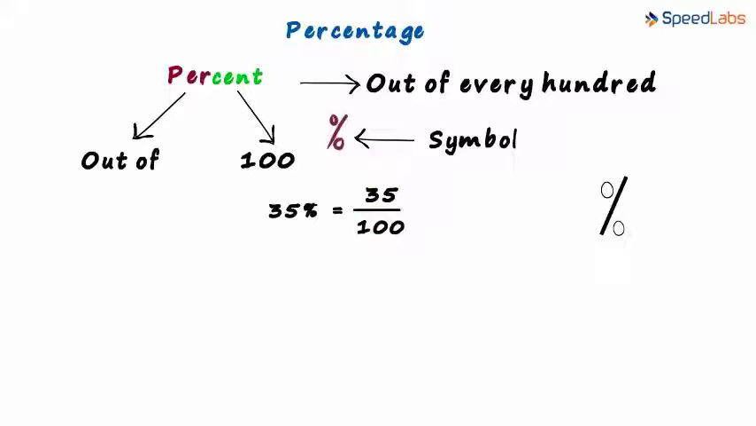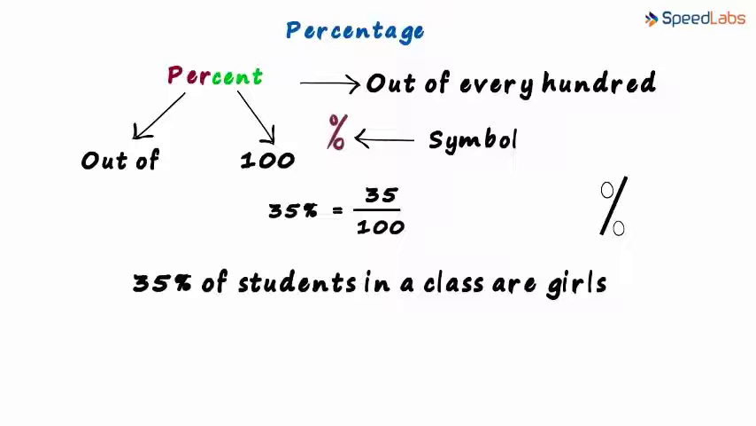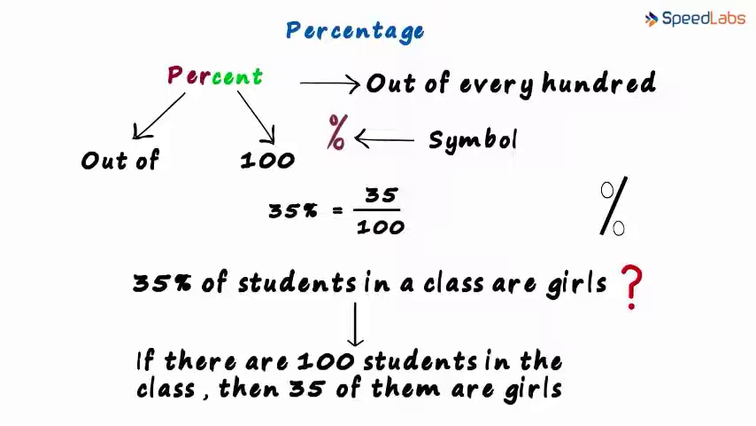So let's say you hear something like this. 35% of the students in a class are girls. What does this exactly mean? How would you interpret this? Well, you can say that if there are 100 students in a class, then 35 of them are girls. But do the number of students have to be 100? Not necessarily. We will cover this point in one of our videos.